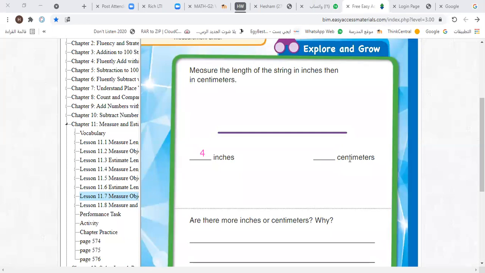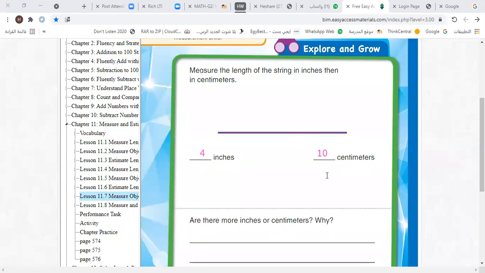Now, Omar, measure by centimeters. How many centimeters? 10 centimeters. Very good. So here 10. Now, Omar, let's answer this question. Are there more inches or centimeters?